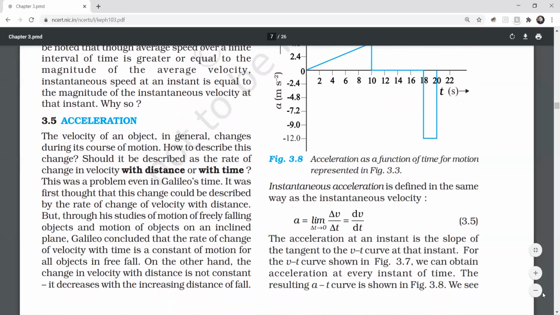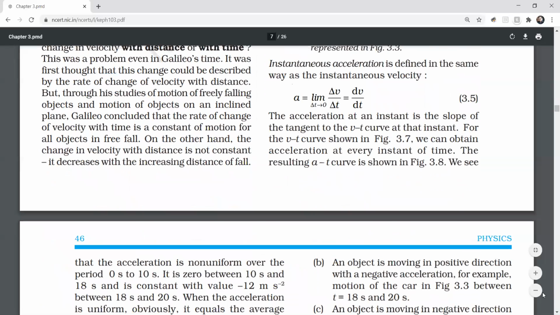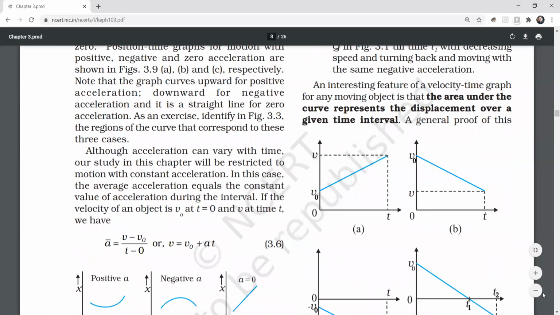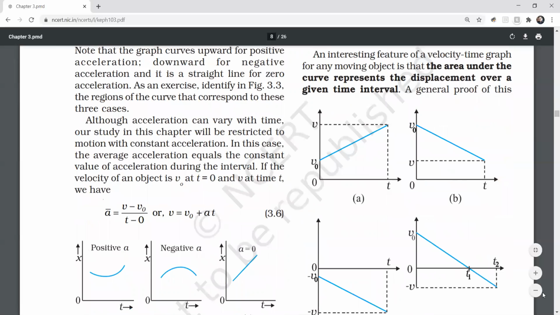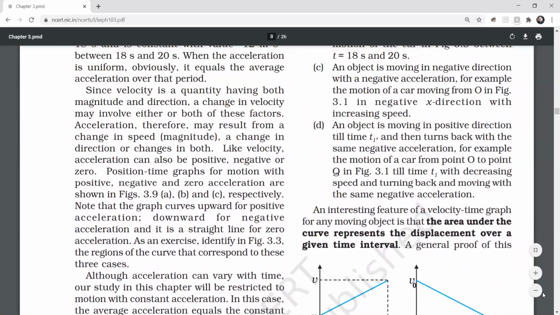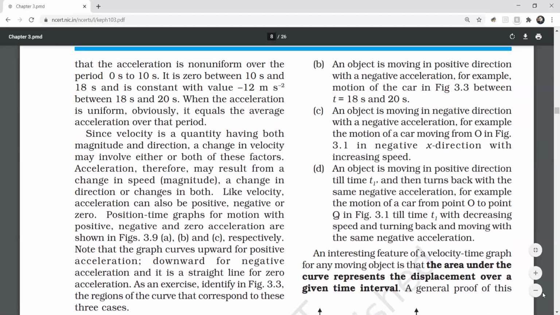We already studied instantaneous velocity, that is differential of velocity upon differential of time. Similarly, the instantaneous acceleration is also the same. So that is okay. Now what can we do? All right. So the first paragraph explains what I've already explained to you. So we'll go with the second paragraph now.